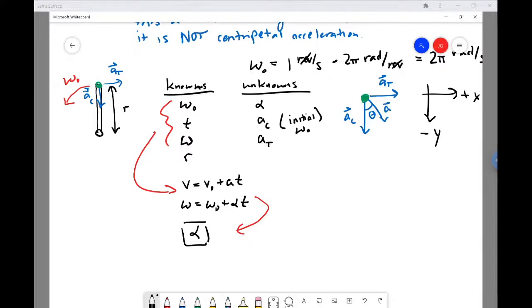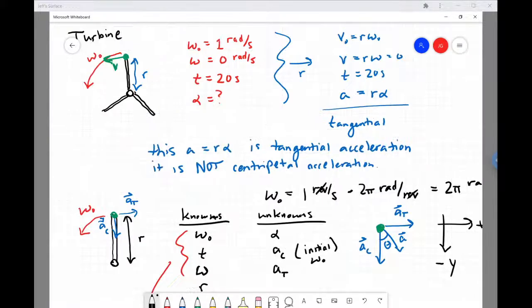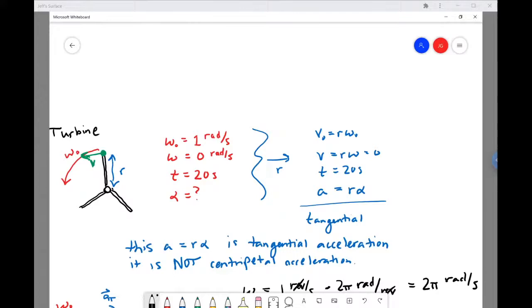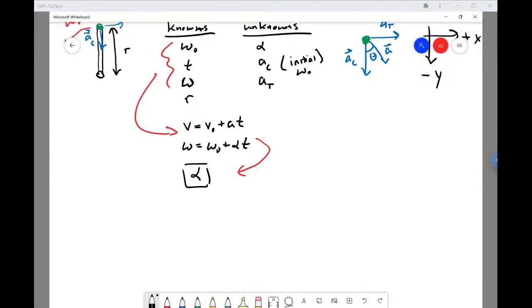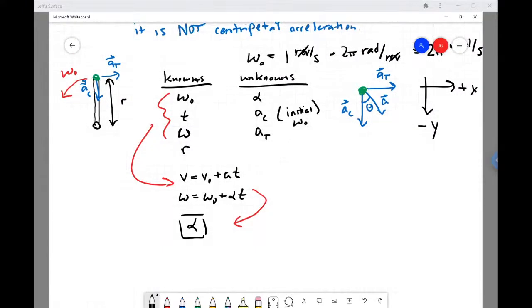All right, and then once you have alpha, alpha times r is going to give us one of these a's. Which one is it? It's a sub t, the tangential acceleration. Okay, so once we get that, we can plug it in up here, and we get this.